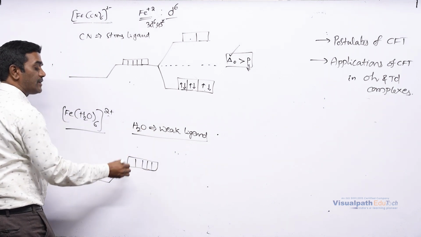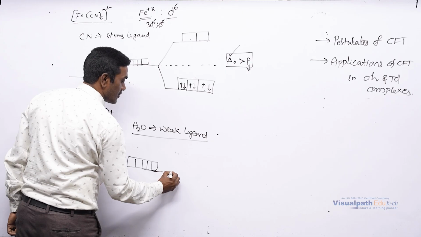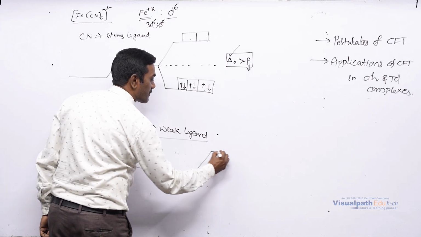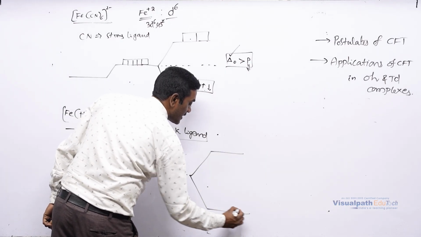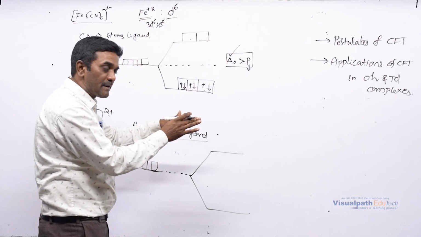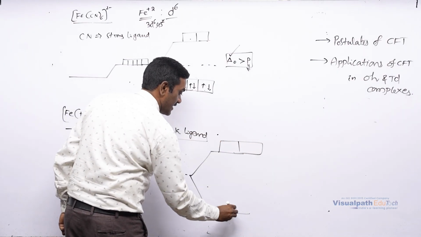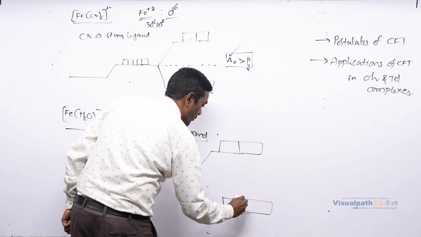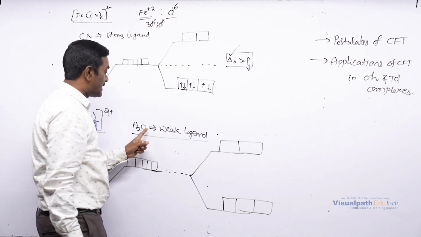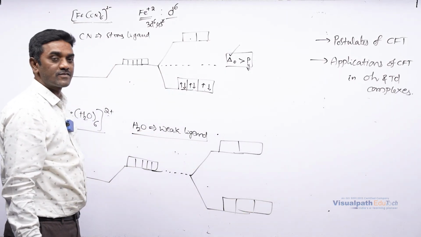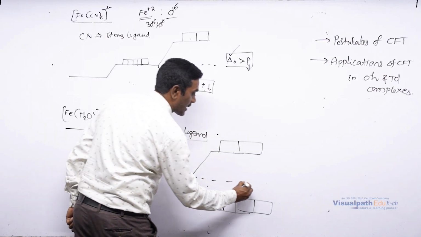Now when a weak ligand is approaching, what happens? Again splitting happens. There is no difference in splitting, but the extent of splitting matters. The extent of splitting depends upon the strength of the ligand. Here water is a weak ligand, and so what happens?